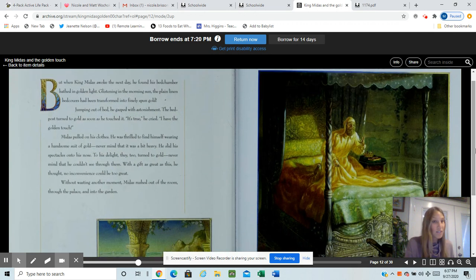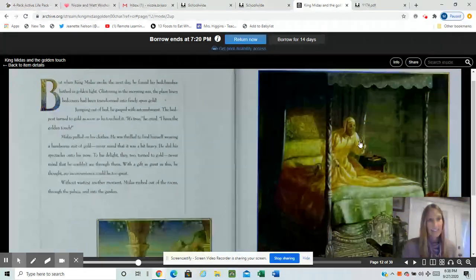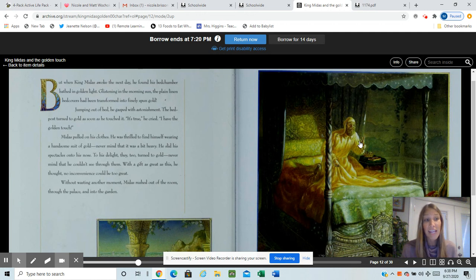But when King Midas awoke the next day, he found his bedchamber. And remember, we had chamber as one of our vocabulary words a couple of weeks ago, and that is a great example, his fancy bedroom. He found his bedchamber bathed in golden light. Glistening in the morning sun, the plain linen bed covers had been transformed into finely spun gold. There it is. Jumping out of bed, he gasped in astonishment. He was so surprised. The bedpost turned to gold as soon as he touched it. "It's true," he cried. "I have the golden touch."